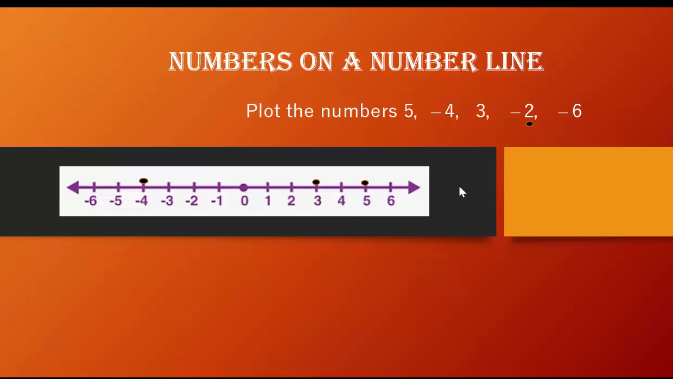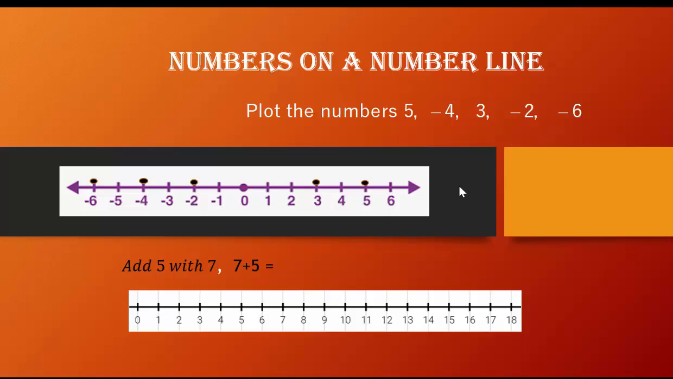Negative 2. So goes 2 units left of 0. And the negative 6 will be left side of 0, 6 units. So you can see the symbol here. So this way, first we try to understand the concept of making numbers on a number line and understand their position values.